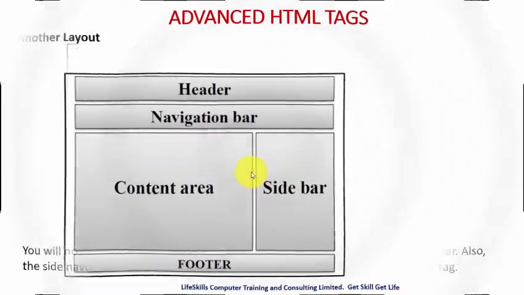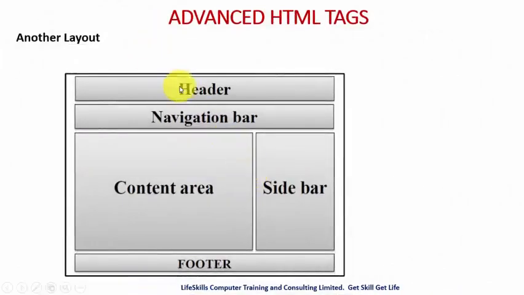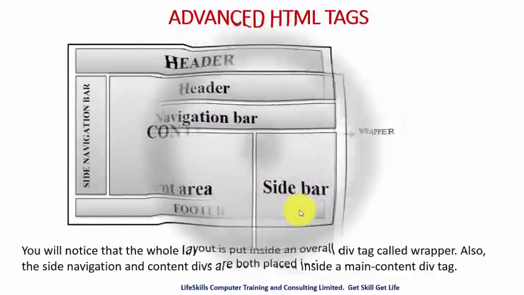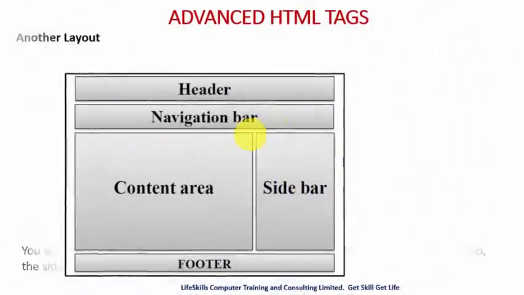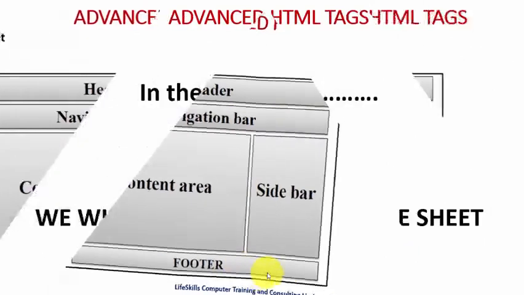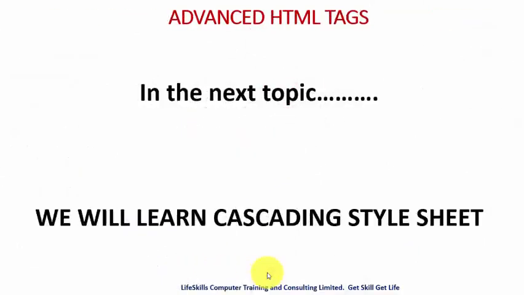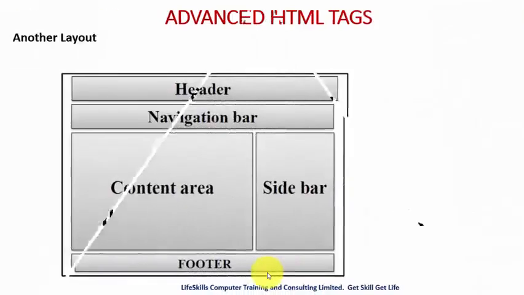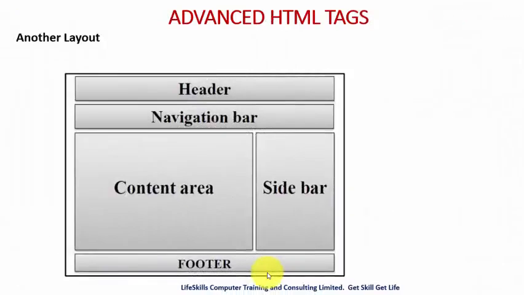Like I always say, this is another layout. We have the sidebar on the right hand side here, and the navigation is on top compared to the previous one. The footer is the lowest one. So in the next topic, we will learn cascading style sheets. But before we go to the next topic, I want to practically demonstrate this div tag.